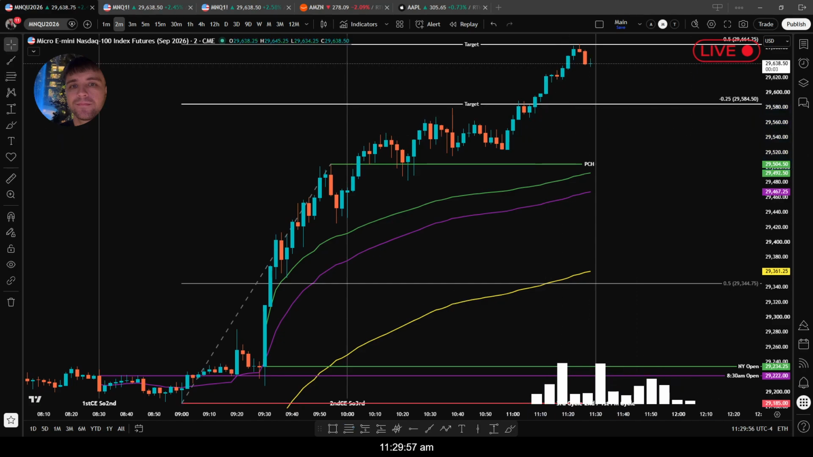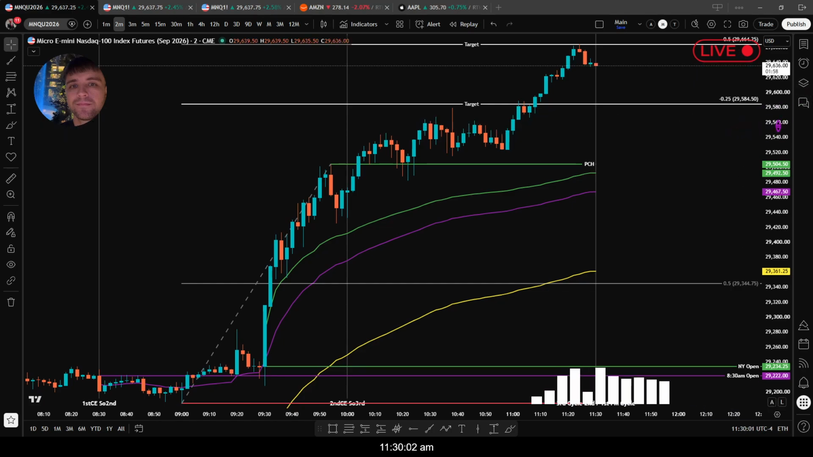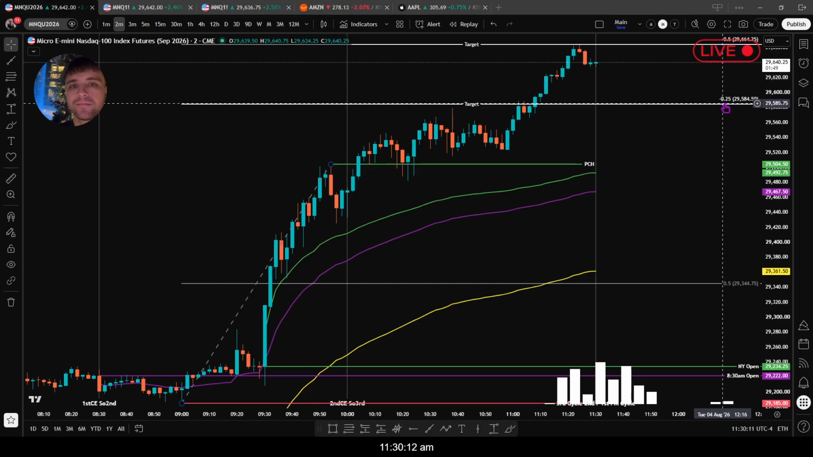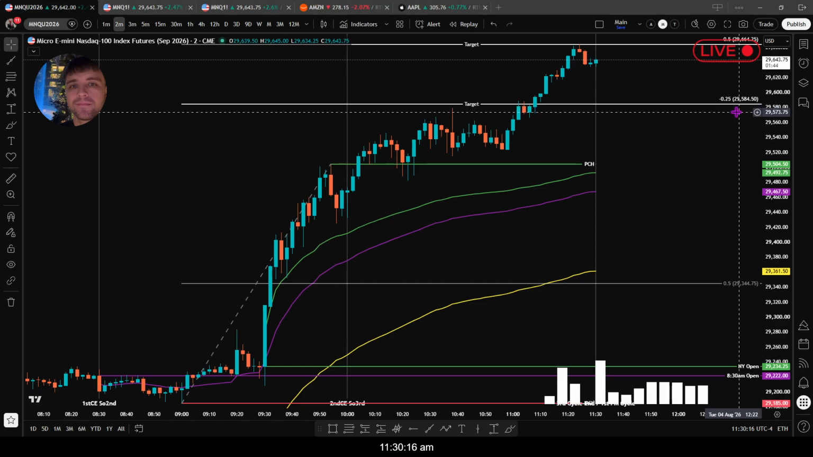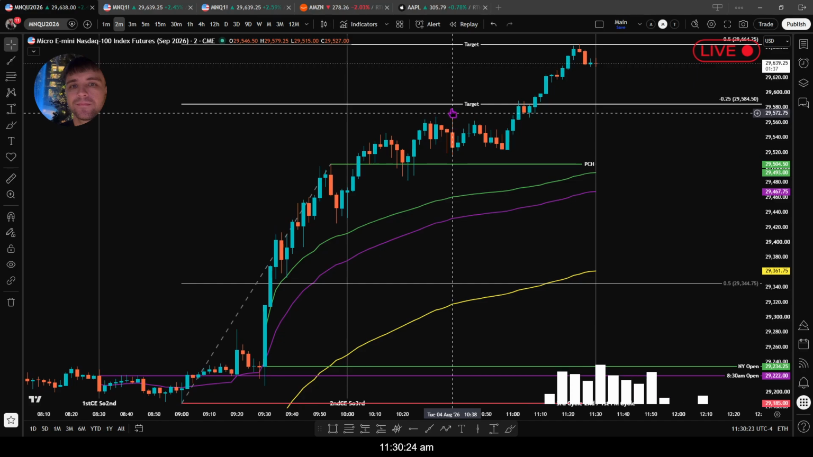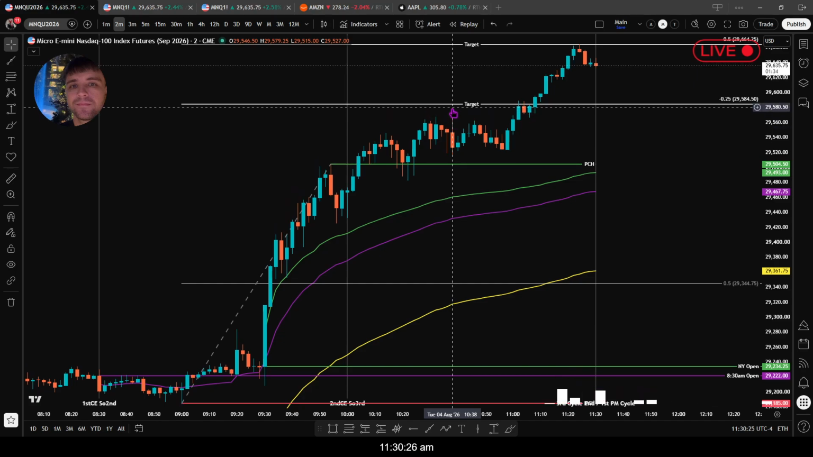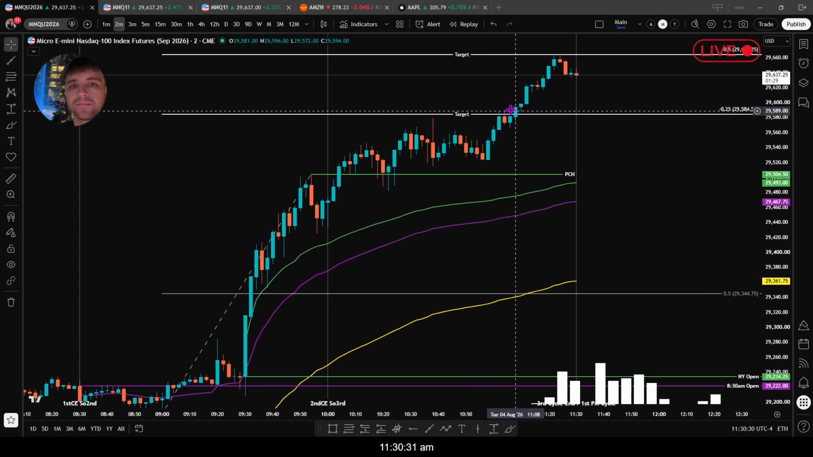Our second trim was 29,557, which was just a few points below 560. So that was the second trim. And then the third and final exit was a few points below our first standard deviation here, and that was 29,578. So that's where I had the final exit. Luckily we got filled when we had this wick up here.